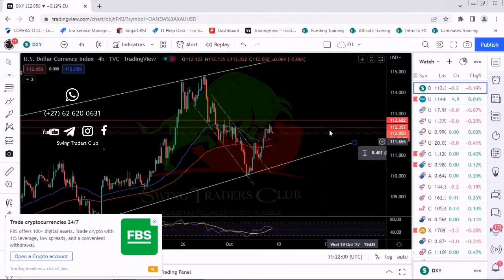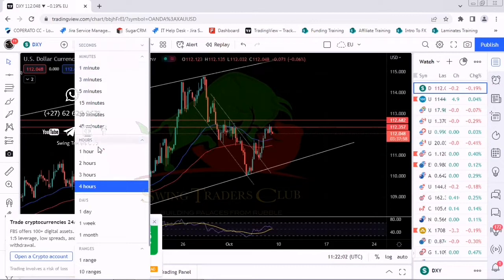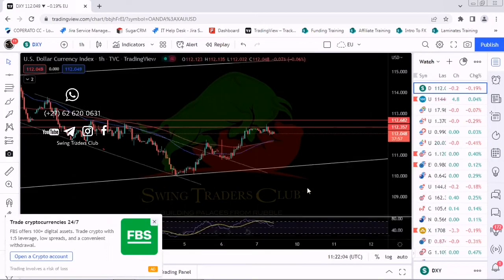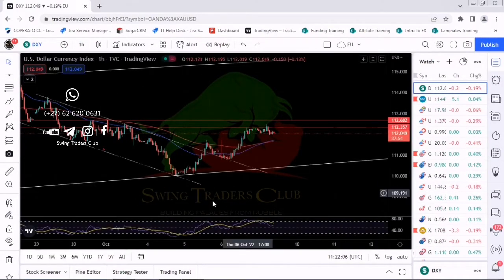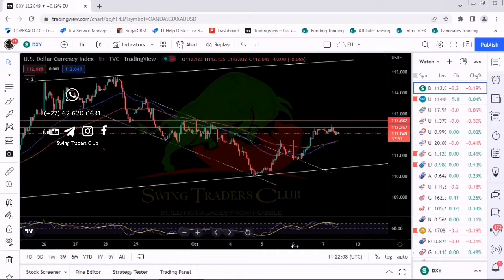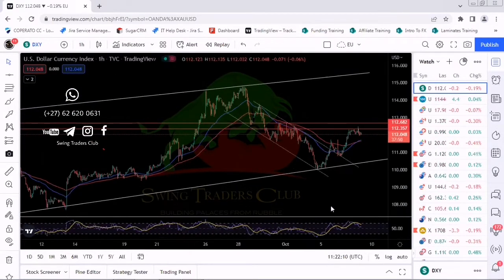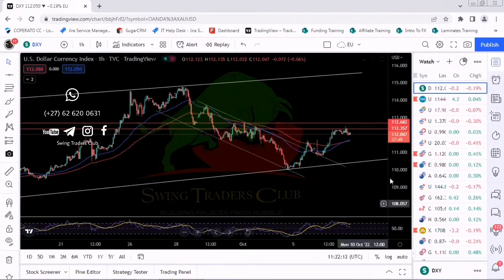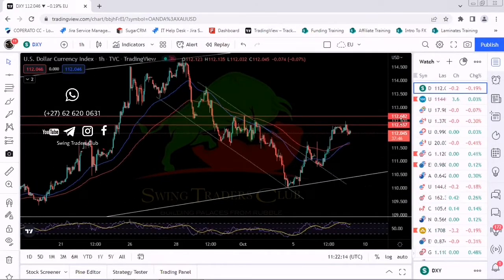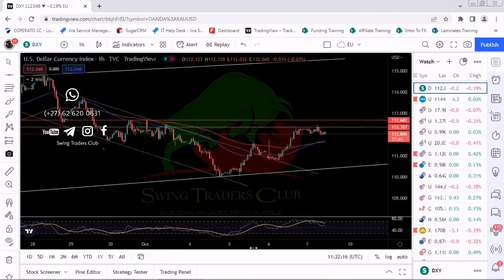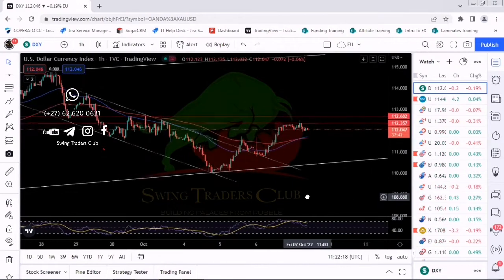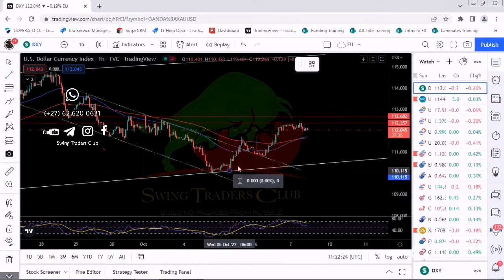Okay. So how are we going to trade this? We go now on H1. So we are on H1. Yeah, I just need to increase it. Okay, so now on H1, this is what we have. How are we going to trade this? So we've got this.